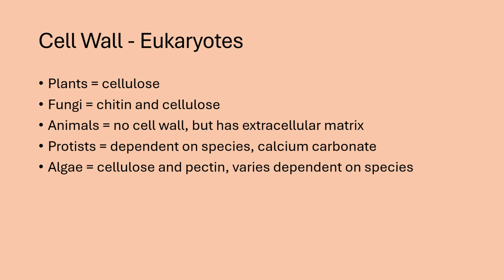Protists, it depends on the species. Protists is a huge kingdom, lots of diversity. It's basically the catch-all of where, if you don't know where to put something, it's not a plant, it's not a fungus, and it's not an animal, throw it in as the protist. So there's a wide diversity. So it depends on the species that you're talking about as to whether or not they even have a cell wall. Most of them, if they have a cell wall, it's usually going to be made up of calcium carbonate. And then algae, it's usually going to be cellulose and pectin, but it's going to also be dependent on the species.